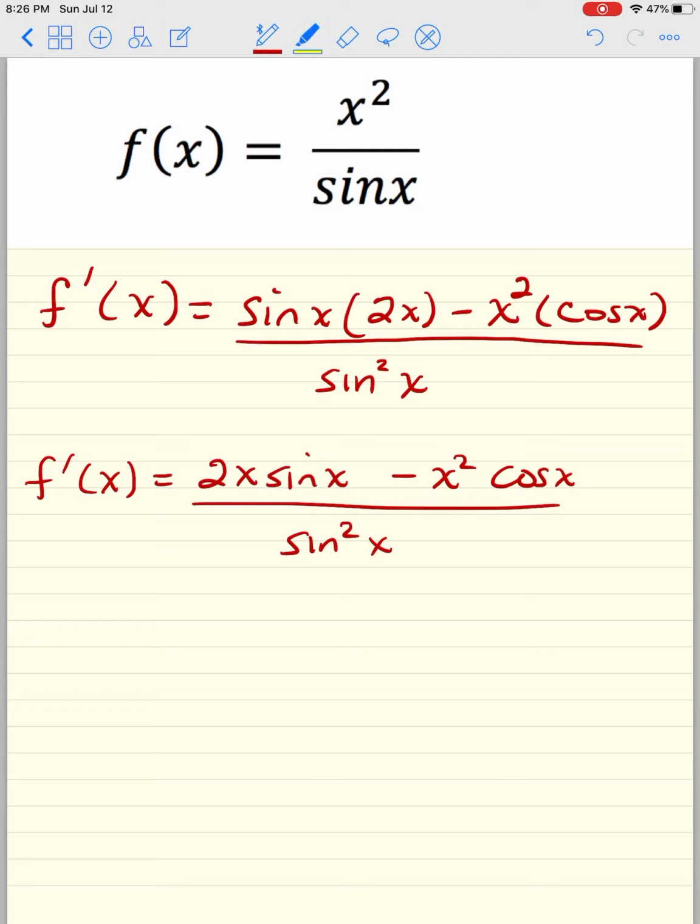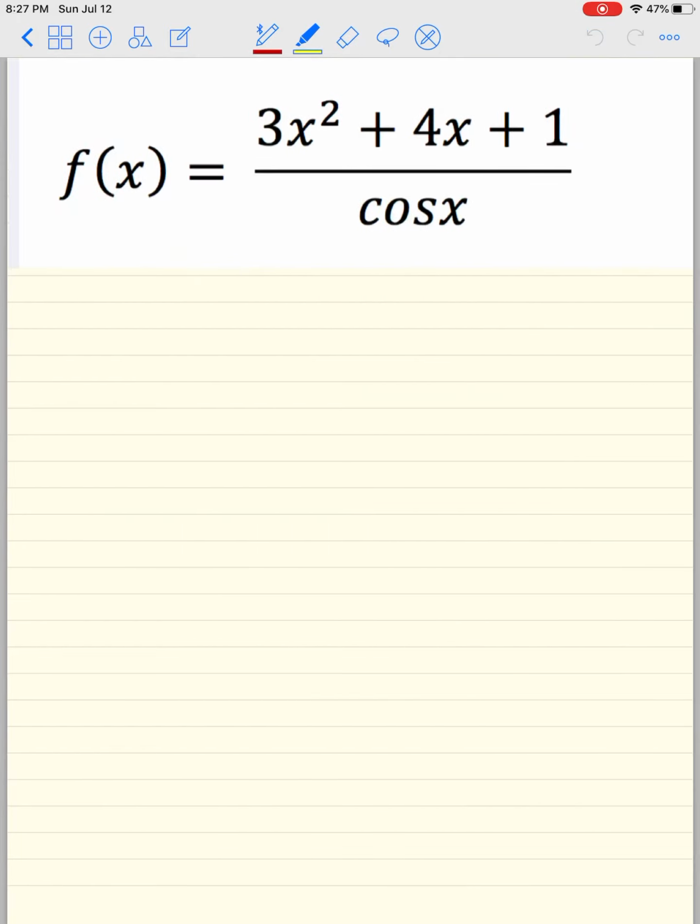Please, please, please don't think that you can cross this guy out with this guy out. That is not legal. The only time you could ever do that is if there was a sine x here as well, okay? So do not reduce that at all. You can factor out x if you wanted to, but it's really not necessary at this time. So keep the bottom derivative of the top minus keep the top derivative of the bottom over the bottom squared.